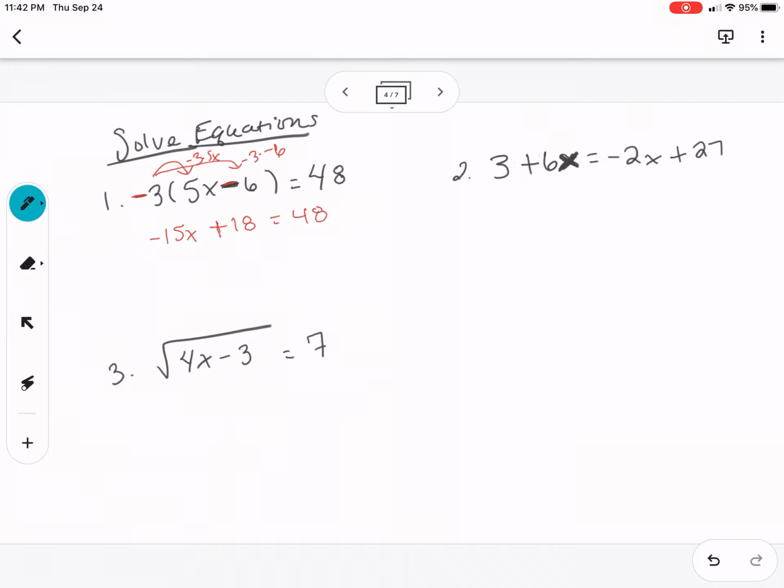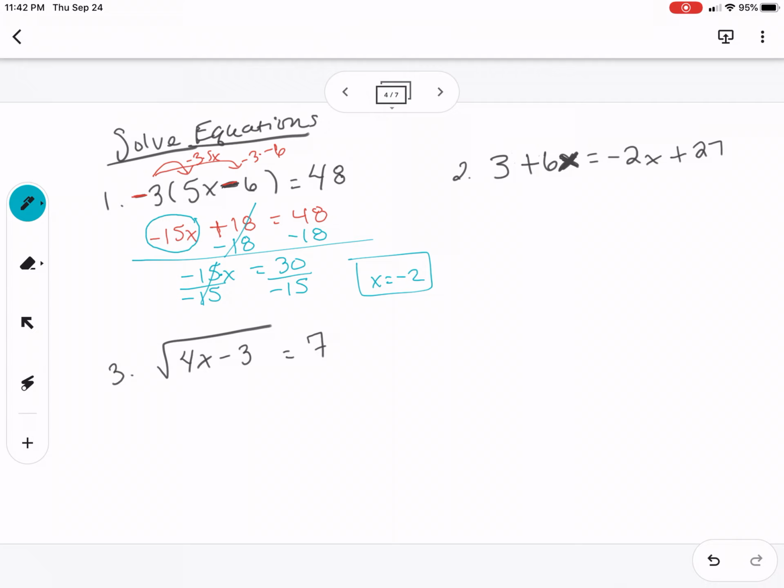From here, my x is stuck or attached to the -15, so I have to do -18 first. So I'm starting to undo to get x by itself. 48 minus 18 is 30. And my next step, they're multiplying -15. I would divide both sides by -15. So now that x is by itself, our solution, 30 divided by -15, is -2.